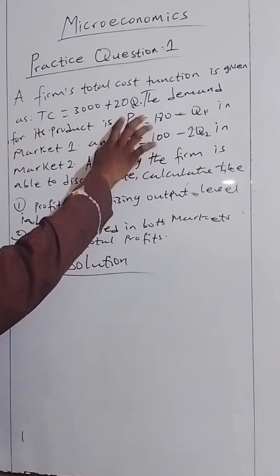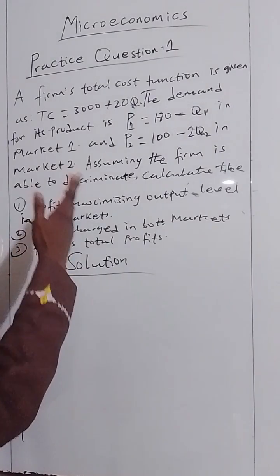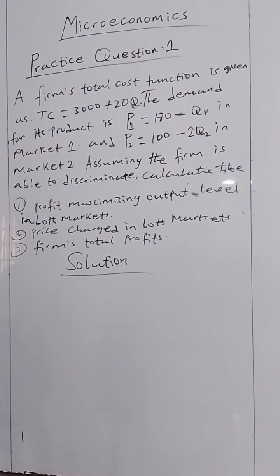If you look at these two demand functions, they are inverse demand functions. What do you mean by inverse demand function? In an inverse demand function, P, that is price, is made the subject of the formula. But if it is Q that is made the subject of the formula, we call it a direct demand function.